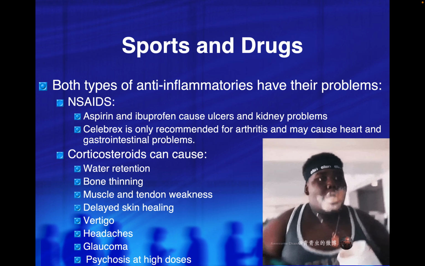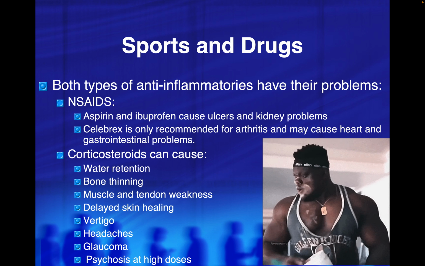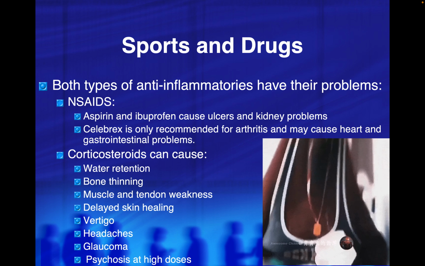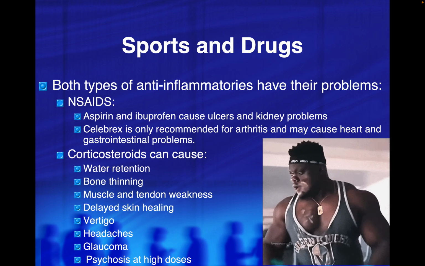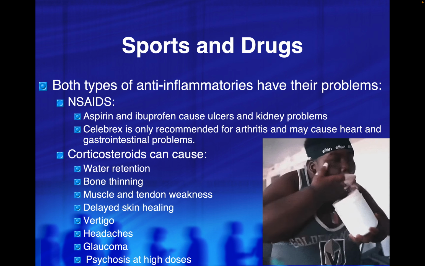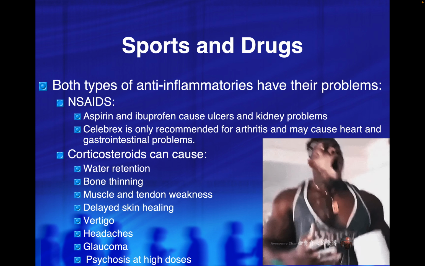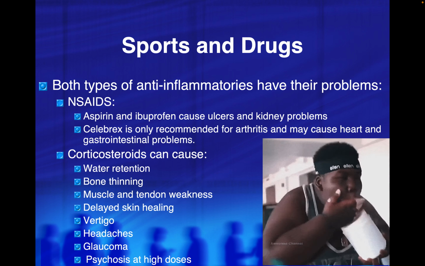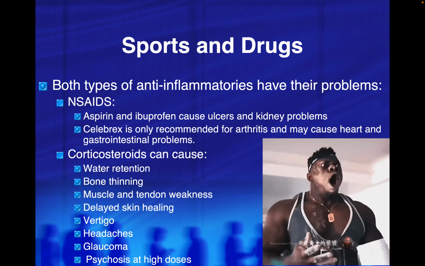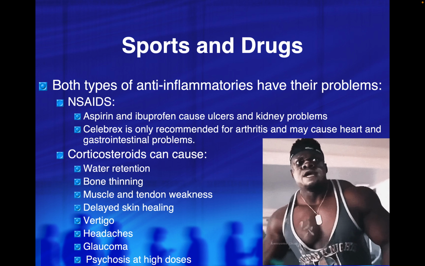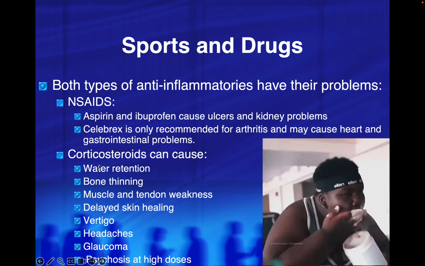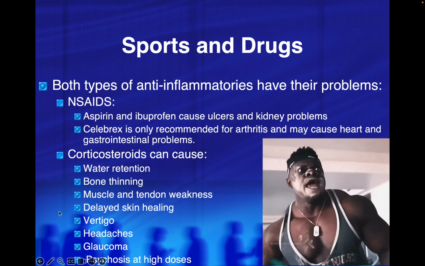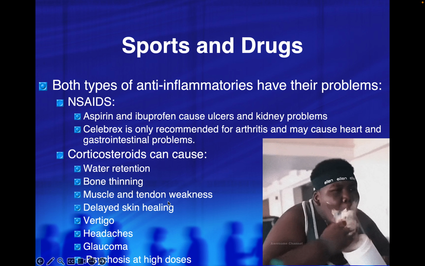Both types of anti-inflammatories have their problems. NSAIDs, aspirin, and ibuprofen cause ulcers and kidney problems. Celebrex is only recommended for arthritis and may cause heart and gastrointestinal problems. Corticosteroids can cause water retention, bone thinning, muscle and tendon weakness, delayed skin healing, vertigo, headaches, glaucoma, psychosis at high doses. And of course, this is one of the things you have to be really careful of, that you think you're fixing yourself and actually you're making your body weaker, your muscles and your tendons weaker.